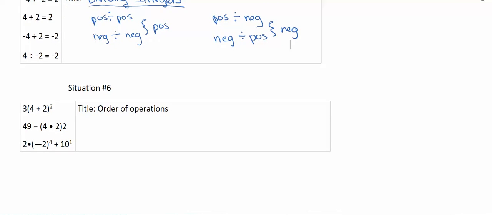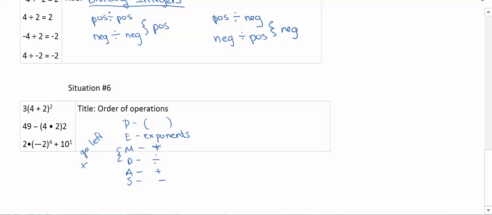Alright, last one is order of operations, and I usually think about this in terms of PEMDAS. So you know that P is parentheses, E is exponents, M is multiplication, D is division, A is addition, and S is subtraction. Be careful though, because with multiplication and division you want to go left to right, and with addition and subtraction you want to go left to right.